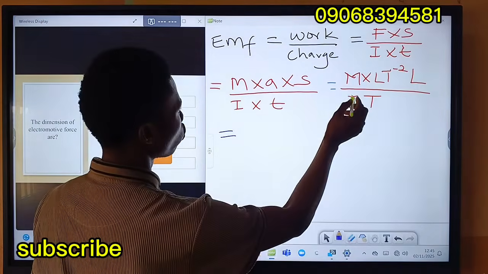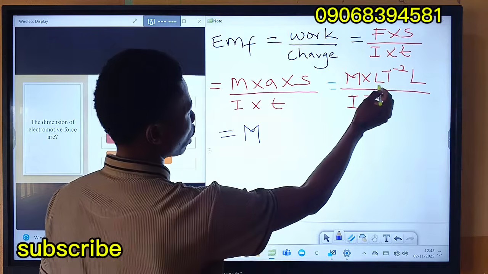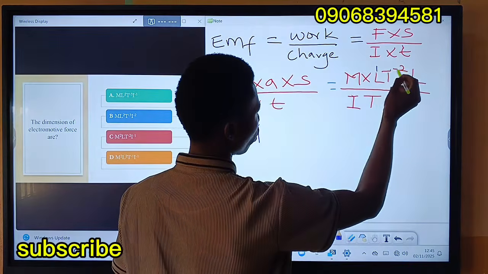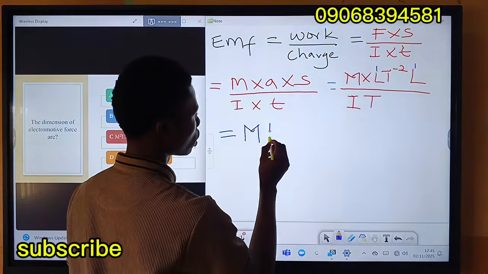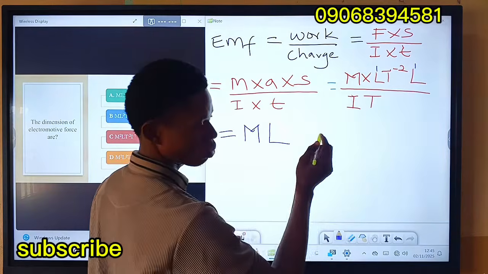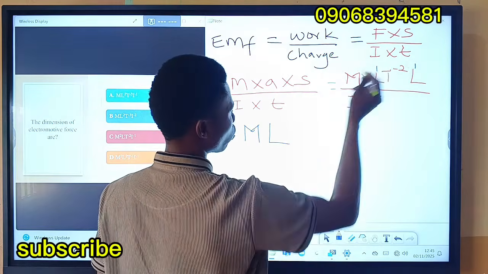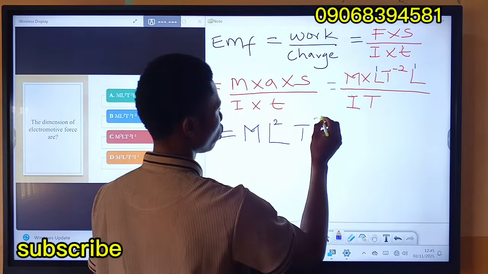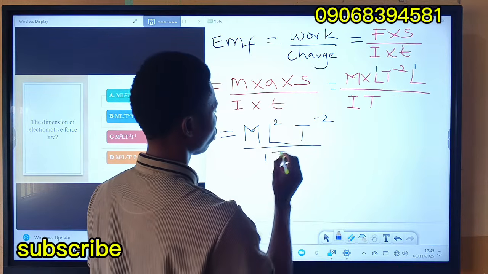Now at this point, I'll write my mass back. Now we have one L here and we have another L here. And L is the same thing as L raised to power 1, and this is the same thing as raised to power 1. By the laws of indices, since the bases are the same, we just pick one. And since this is multiplication, what do we do to the powers? We add them. So 1 plus 1 will give me 2. Then we have our t raised to power minus 2 there, all over it.